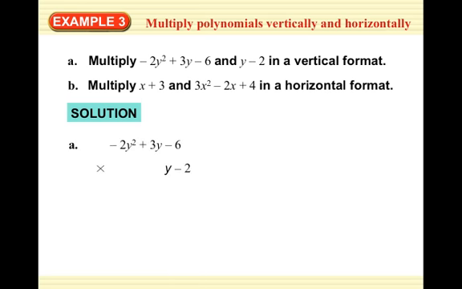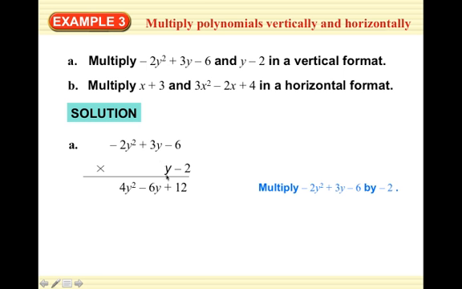Okay, in vertical format, you just take the first polynomial, negative 2y squared plus 3y minus 6, and you make sure it's in standard form. And then you do times, and you write your second polynomial, and you make sure it's in standard form. And then the first thing you do is the rightmost term in the second polynomial, you multiply by each term in the first polynomial. So we do negative 2 times negative 6 is plus 12, negative 2 times 3y is negative 6y, and then negative 2 times negative 2y is positive 4y squared.